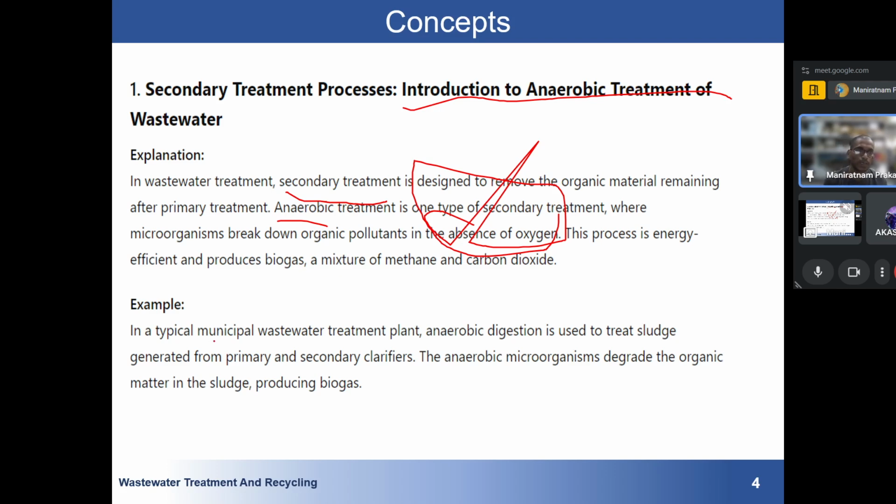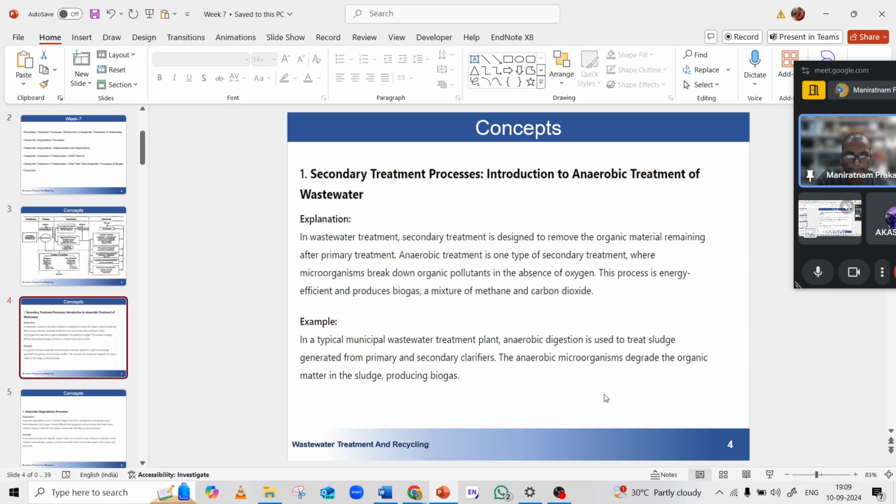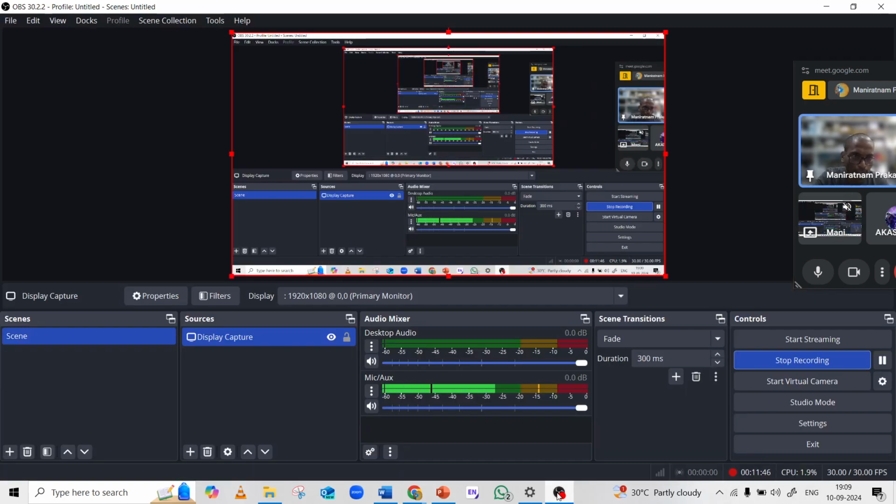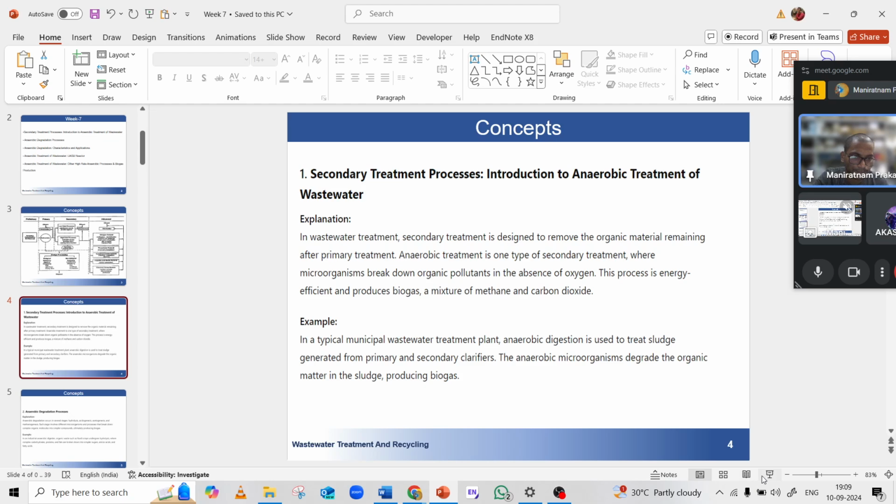We will be looking at how this methane forms. There is a series of reactions in which these microbes break down the matter, and finally we get methane and carbon dioxide. Methane is used for energy production and all these things. I hope everyone has this idea.